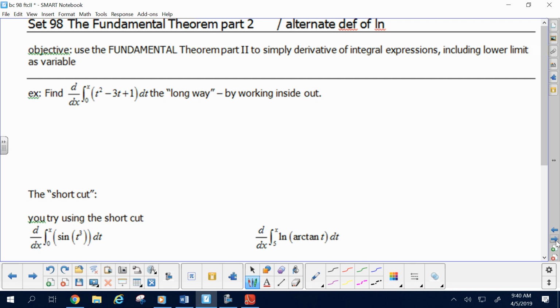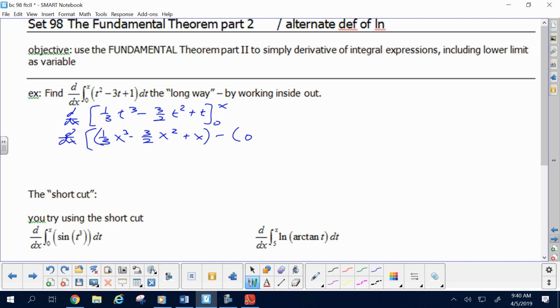Now the long way would be to work inside out. The long way would be to say, all right, I have to take the antiderivative, which is 1/3 t cubed minus 3/2 t squared plus t from 0 to x. Then doing the definite integral part of that. Wouldn't that be 1/3 x cubed minus 3/2 x squared plus x minus a bunch of zeros? And then the last step is to take the derivative of that.